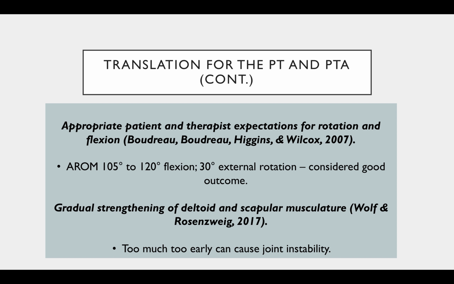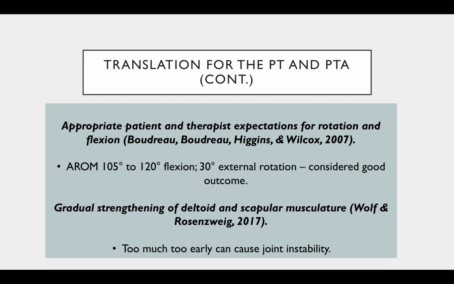Now you will have patients that will gain a lot more motion than this, and then you'll have other patients that barely meet that threshold, but those patients will all still be considered to have a good outcome for the RTSA. It is also important to remember that gradual strengthening of the deltoid and scapular musculature is really important, but too much too early can cause joint instability.